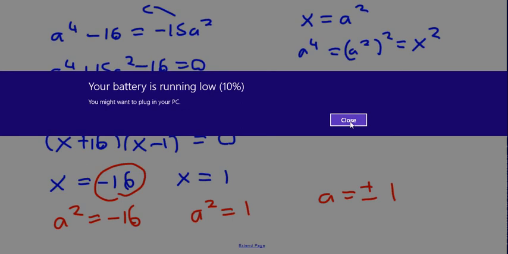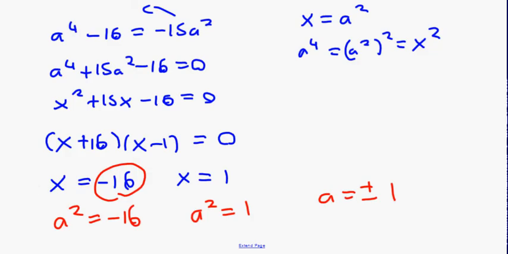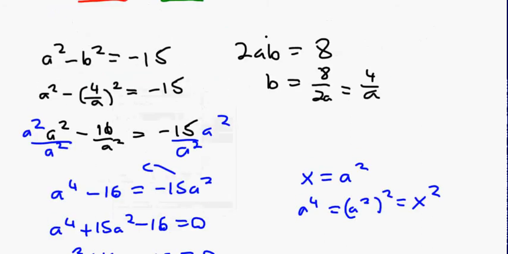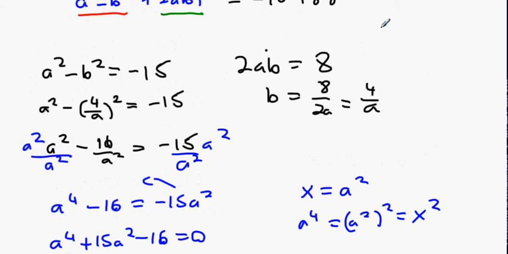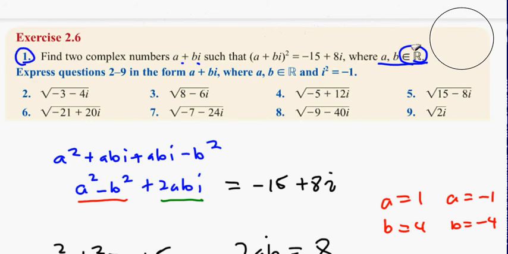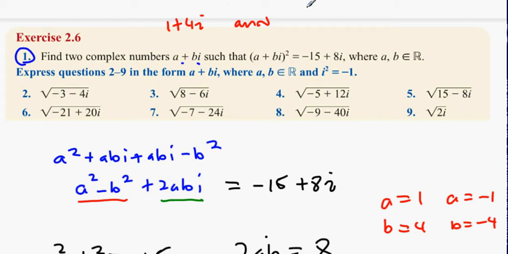Now a being equal to plus or minus 1, that affects the b values. So now to figure out what b is, b is 4 over a, so when a equals 1, b equals 4 over 1, which is 4. When a equals minus 1, b equals minus 4. So there's two solutions. Because it's a plus bi, it's going to be 1 plus 4i and minus 1 minus 4i. Okay, so that's simply the way these ones are done.